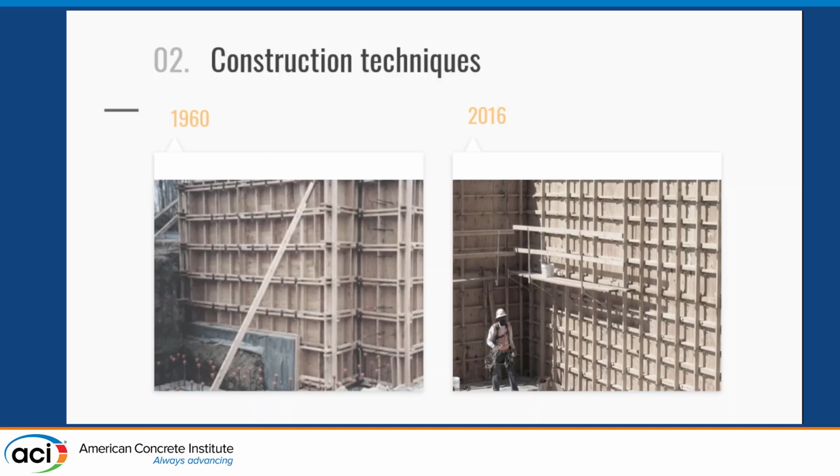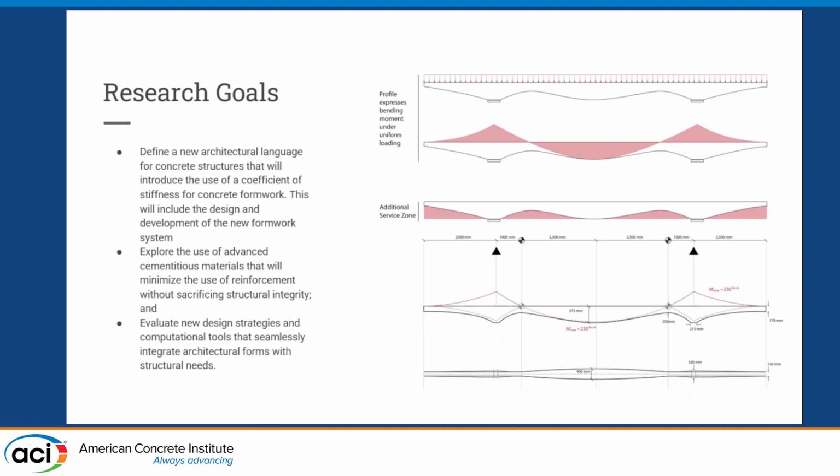We've been prioritizing construction simplicity over material usage. So that leads us to our research goals. For our research, we were trying to define a new architectural language which introduces a coefficient of stiffness into our formworks. By doing this, we're able to integrate architectural forms with our structural needs.